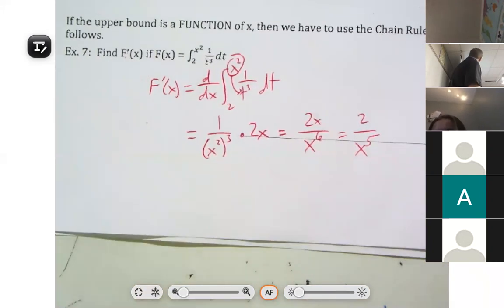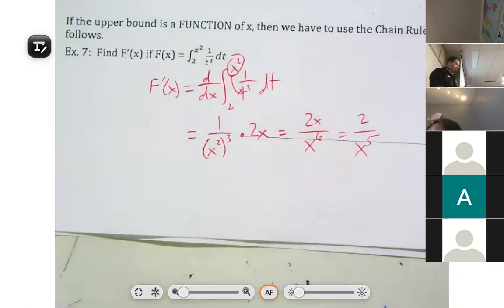Using some exponent rules. Got through this lesson a lot quicker than I was anticipating. Like 23 minutes. Yeah, the lesson's over.